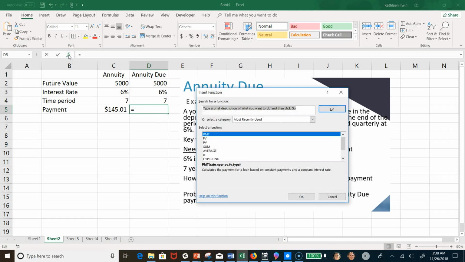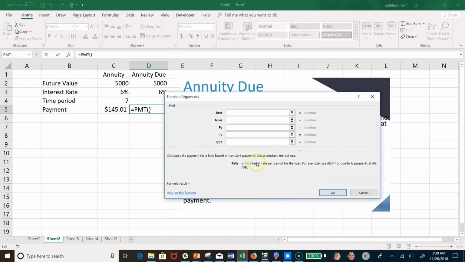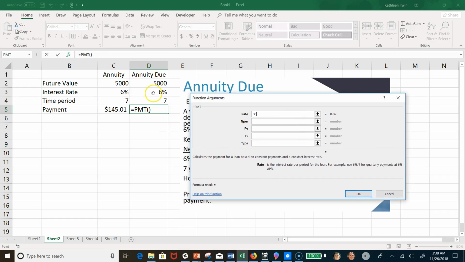And notice I can't copy over because I have to put in that type here. So this is a different function here. So I'm going to click OK. And I'm going to go back up and get my rate again. So I'm going to get my 6. I'm going to divide that by 4. And I'm going to get my number of periods, and I'm going to multiply that by 4. And I'm going to come down to my future value and put my negative back in and get my 5,000. Except this time here, I'm going to put in a 1.